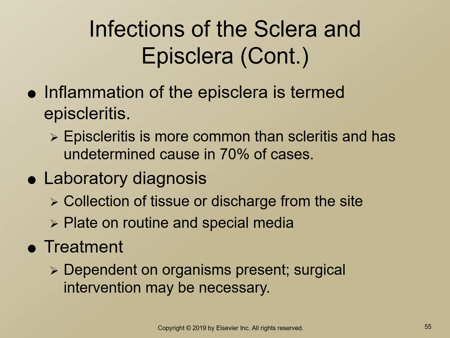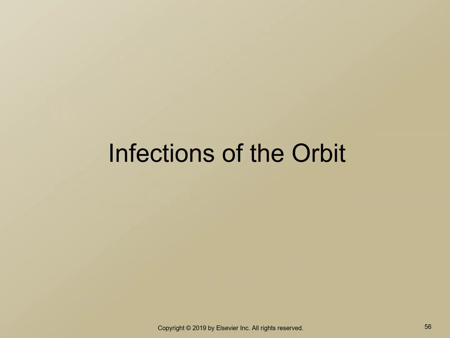Laboratory diagnosis for infections of the sclera and episclera include collection of tissue or discharge from the site and plating on routine and special media for common and infrequent isolates. Treatment is dependent on the organisms, but surgical intervention may be necessary to slow down the progression of infections. The next structure covered is the orbit of the eye and the infections associated.